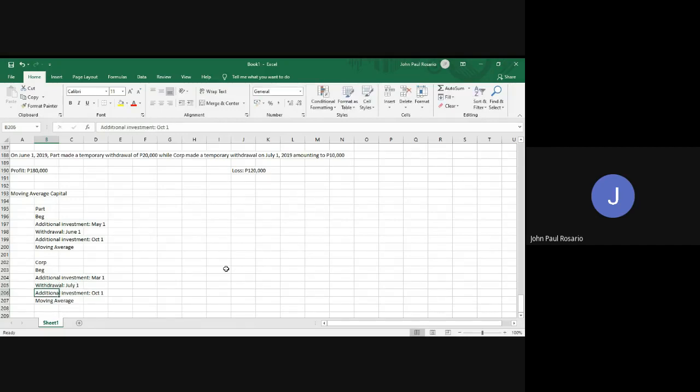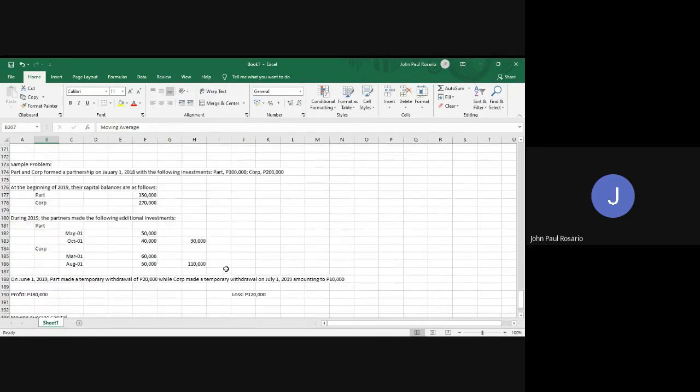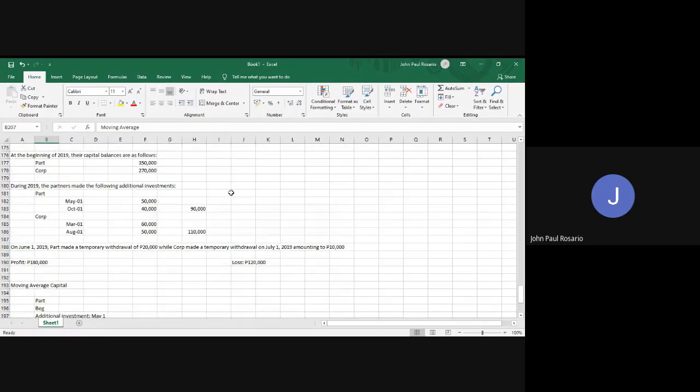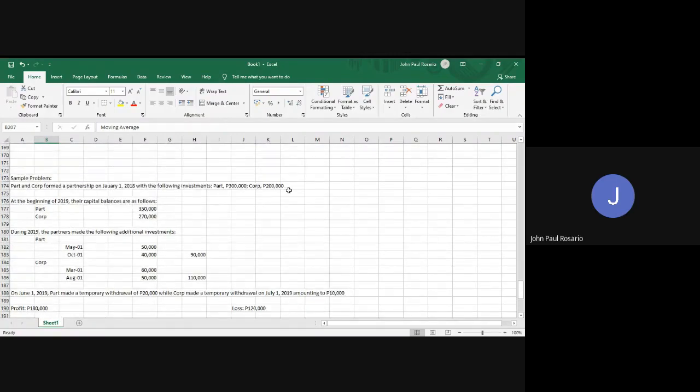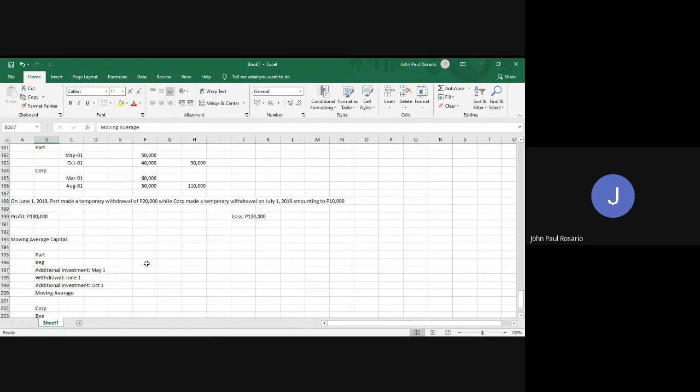And then additional investment pa po in August 1. Okay, so let's go to the amounts. Now, the beginning balance for the year is not this one, kaya muna yung original capital. This one is the beginning capital for 2019. So, beginning capital is 350,000.